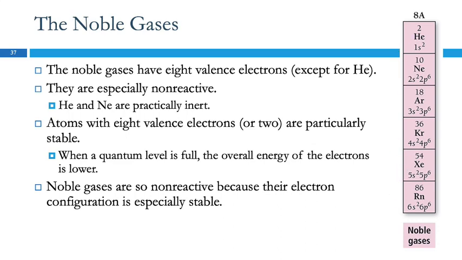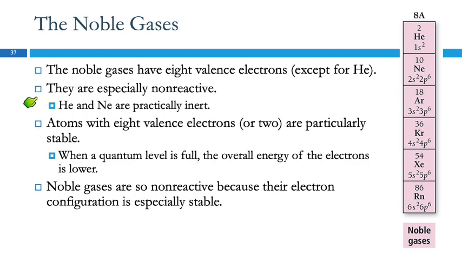Well, these guys, except for helium, all have 8 valence electrons. And so, the S and P rooms are full. The valence shell is full. Helium is first floor, only holds 2 electrons, but it's also full, right? So they have that in common.